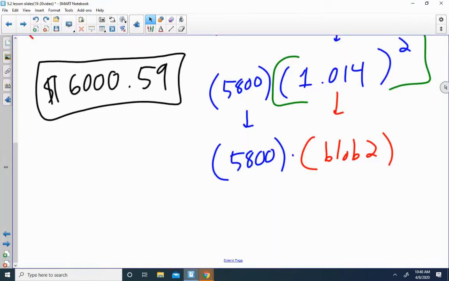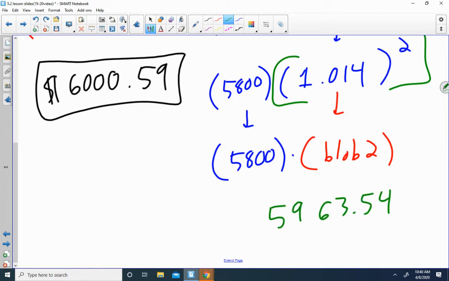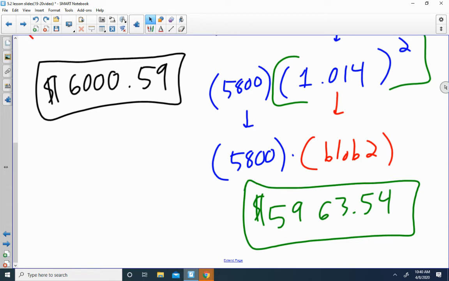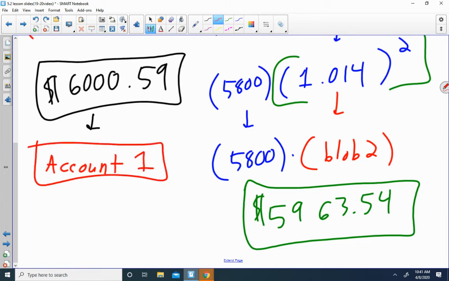All right, so then on here, we're going to say account 2 makes 5963.54. And let's compare the two amounts. Which one makes more money? And it looks like account number 1 is the winner. It makes more money. So in the Hawks program, you'll say account number 1 will make more money. That will be your Hawks answer.